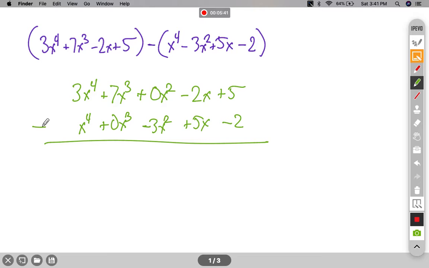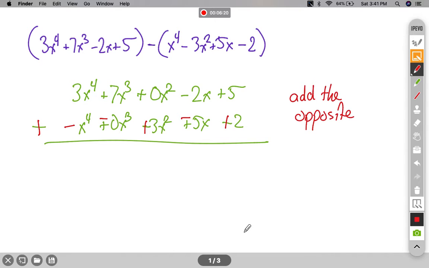But in this case, we're subtracting instead of adding. And this is where it's so easy to make a mistake, because it's so easy to only think about subtracting this first one and not subtracting the others. So what I usually will do is I don't subtract. Instead of subtracting, I'm going to add the opposite. So I'm going to change this to an addition sign, and I'm going to take the opposite of every number on this second polynomial. So I'll make that one a minus, this one a minus. That one turns into a plus, that goes to a minus, and that's a plus.